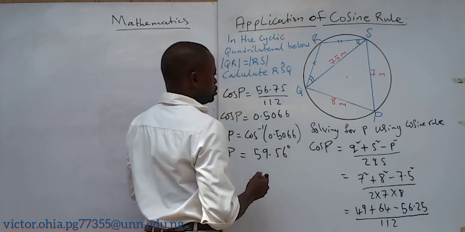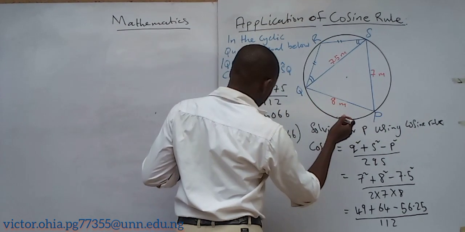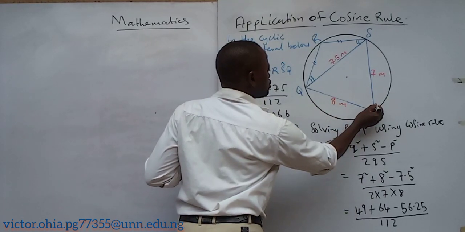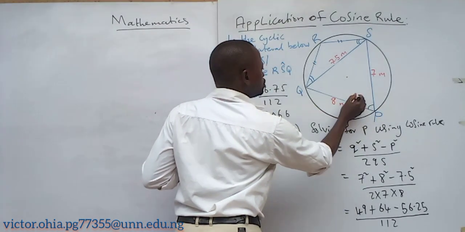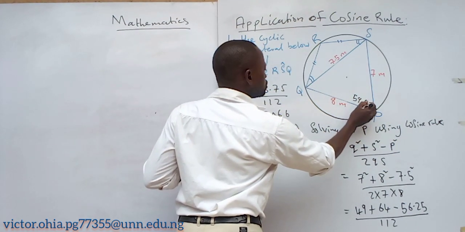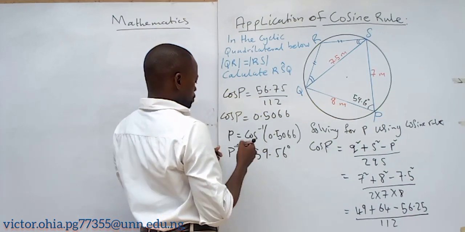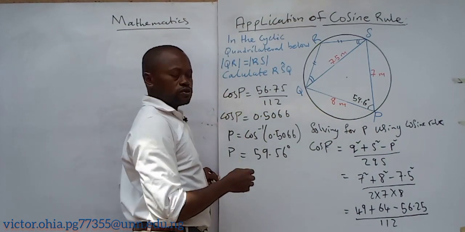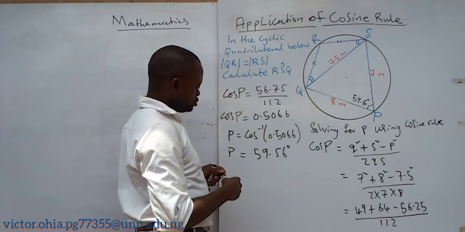So the angle here, the cos inverse of my calculation, is 59.56 degrees. So approximately 60 degrees, but let me leave it at that decimal point: 59.6 degrees. That's the angle there. Does that make sense to us? Yeah, I think so.